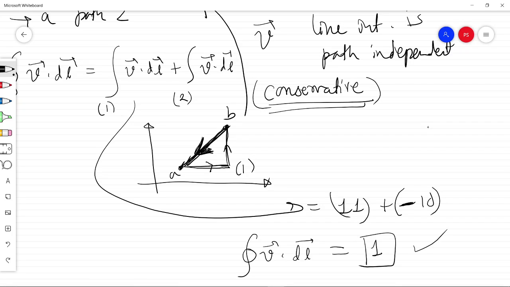This is how we should solve line integrals. Of course, we need to have practice in solving such problems.